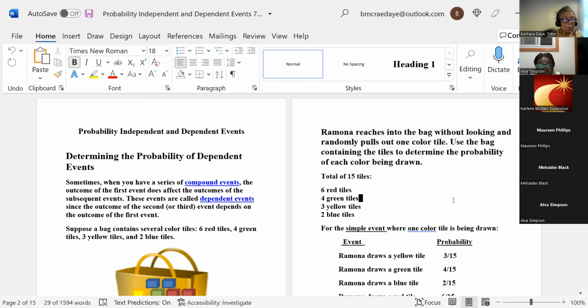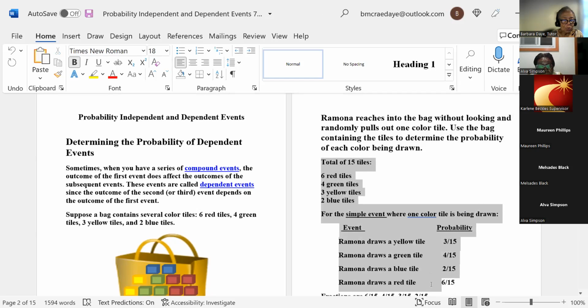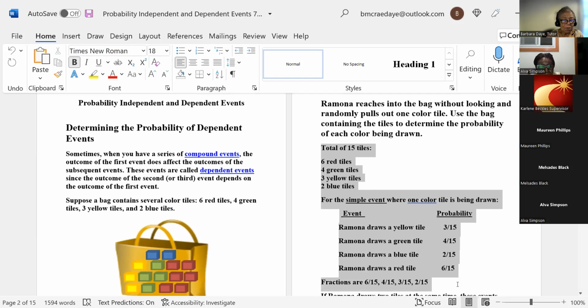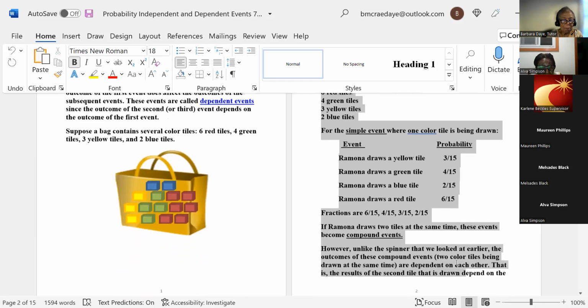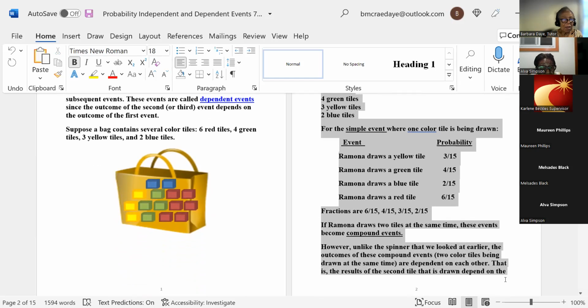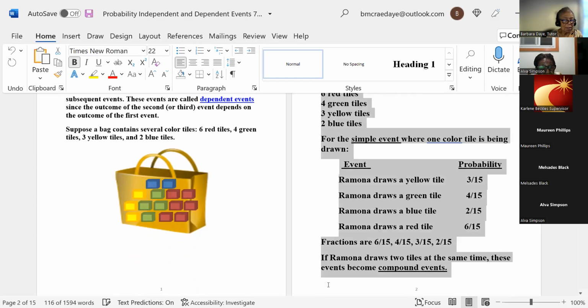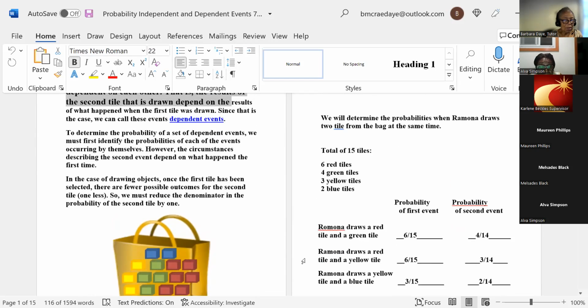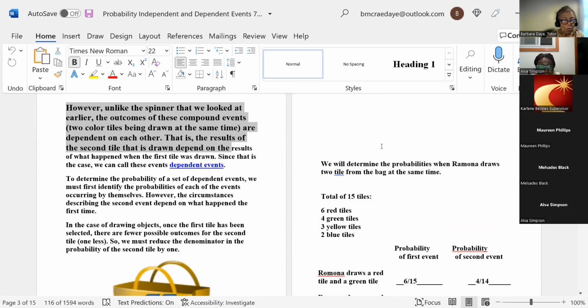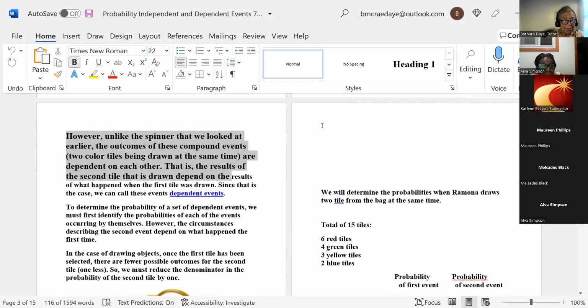That better? Thank you. Okay, let me just make it better because I'm going to a compound event. The simple, you understand, right? You just take the color and put it over the total. But I want to look at some compound events where you have one event that will be dependent on the other. Okay. Now we want to take two tiles out. All right, let me bring this up and then I'll make it bigger.